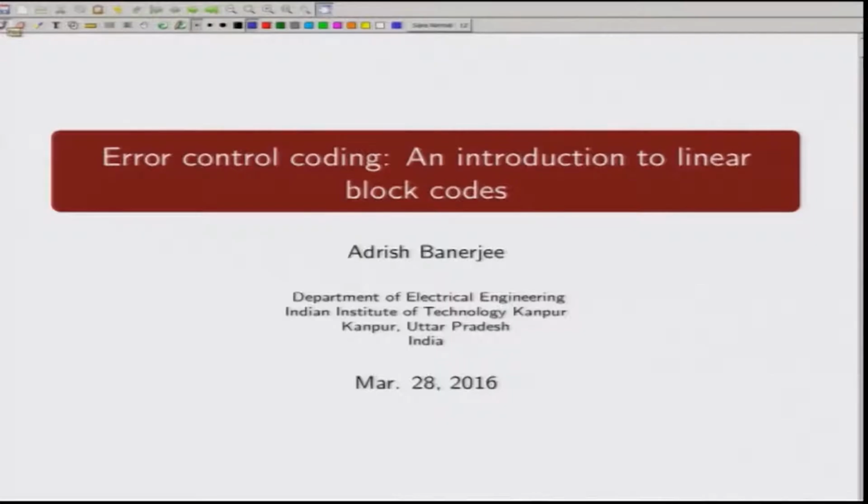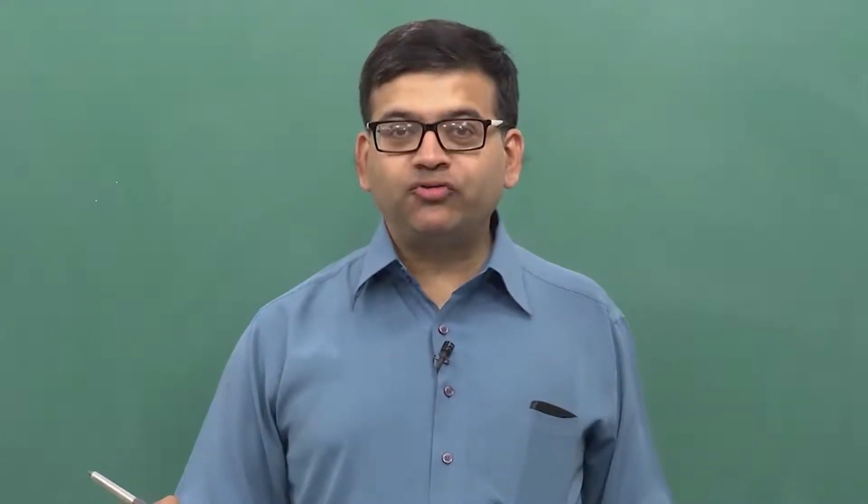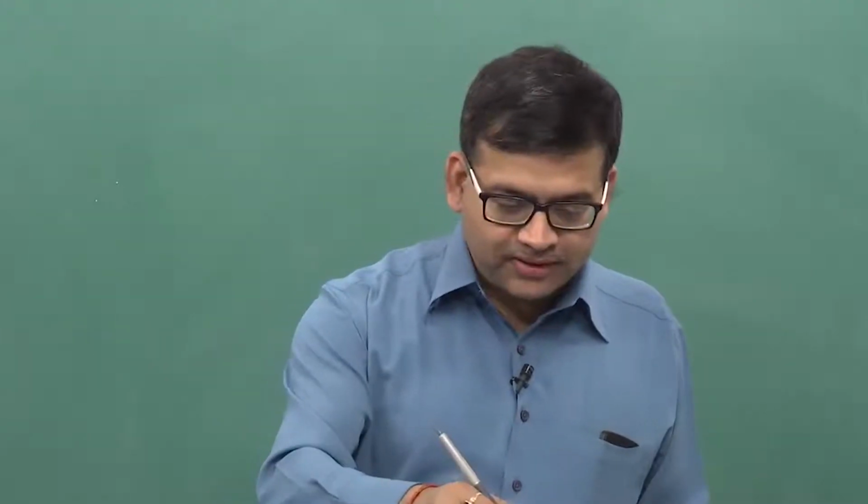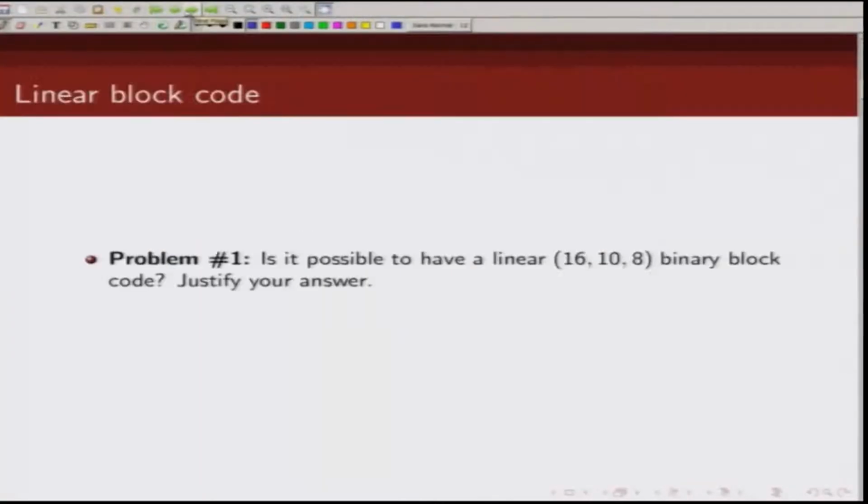In the last lecture we discussed bounds on the size of the code. Now, let us solve some problems related to that. The first question is: is it possible to have a binary linear block code which has n given by 16, k given by 10 and minimum distance of 8?